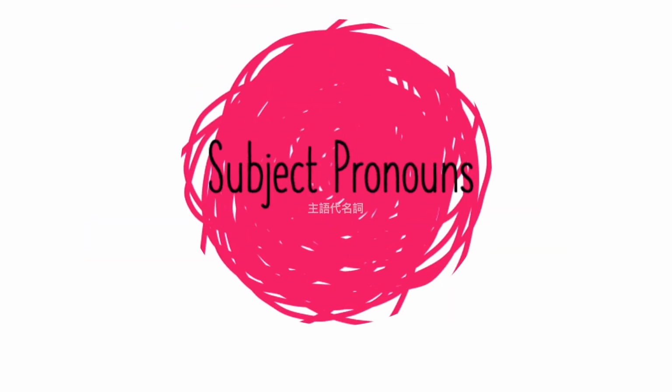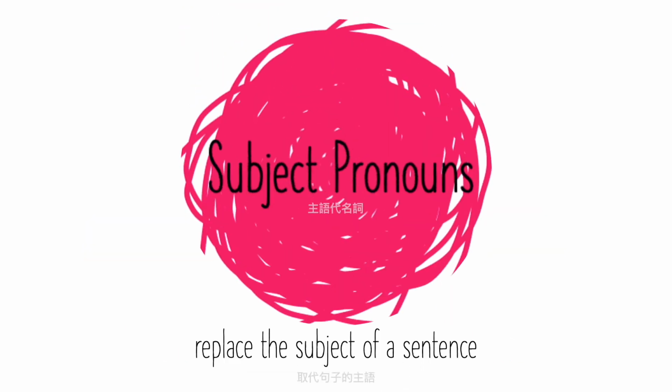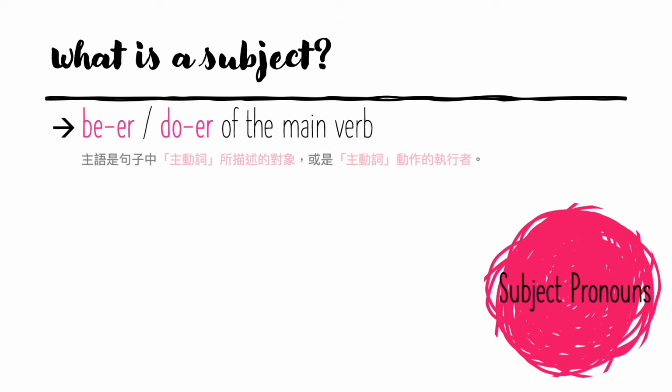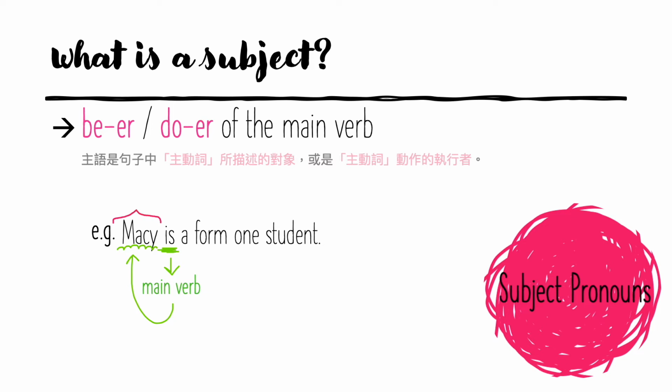Subject pronouns are used to replace the subject of a sentence. But what is a subject? A subject is the doer of the main verb. So it simply is the main verb, or it is doing the action. For example, Macy is a Form 1 student. Is the main verb. It is talking about Macy. So Macy is the subject of this sentence.